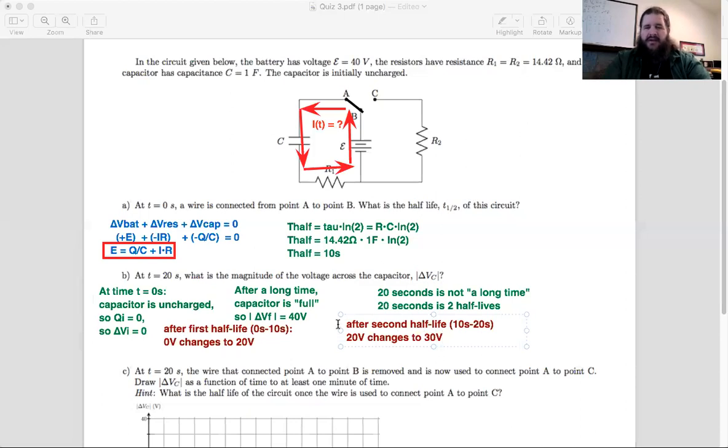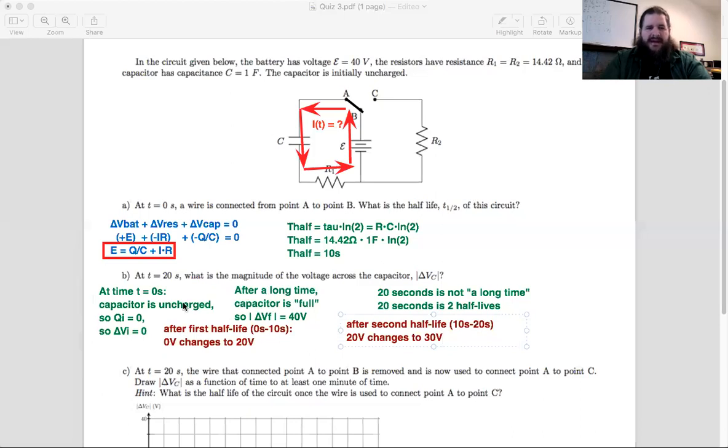So the asymptote here is that? 40? So the asymptote here is 40? Yeah, because that's what the voltage is approaching after a long time. Oh, okay. And it isn't negative, or?